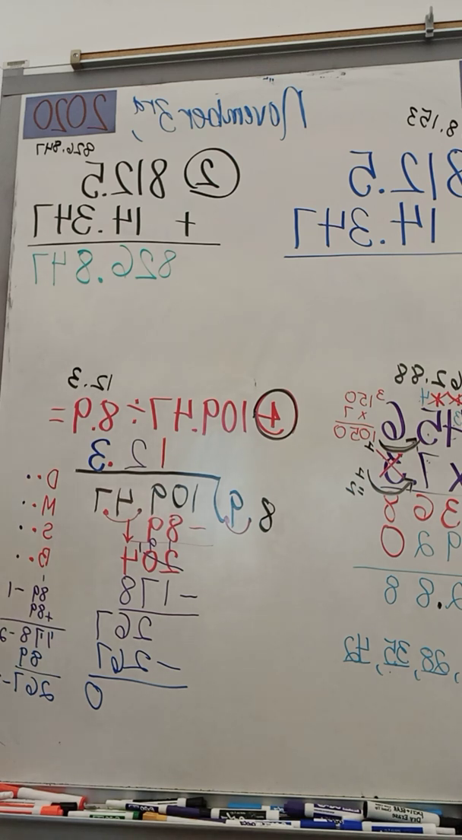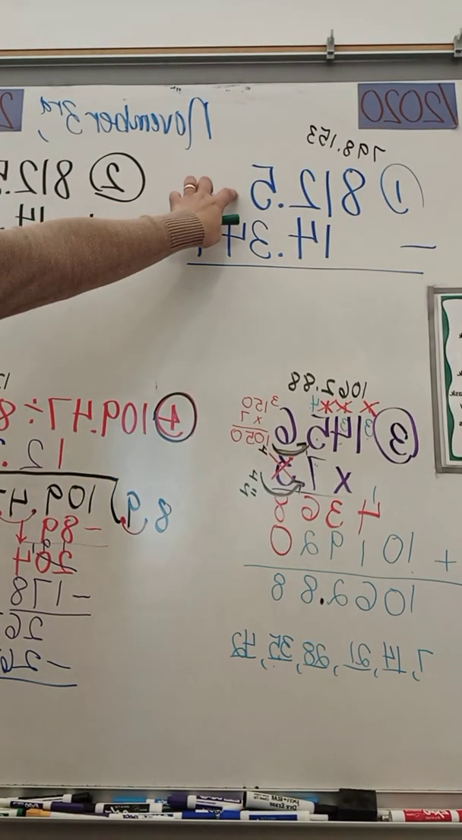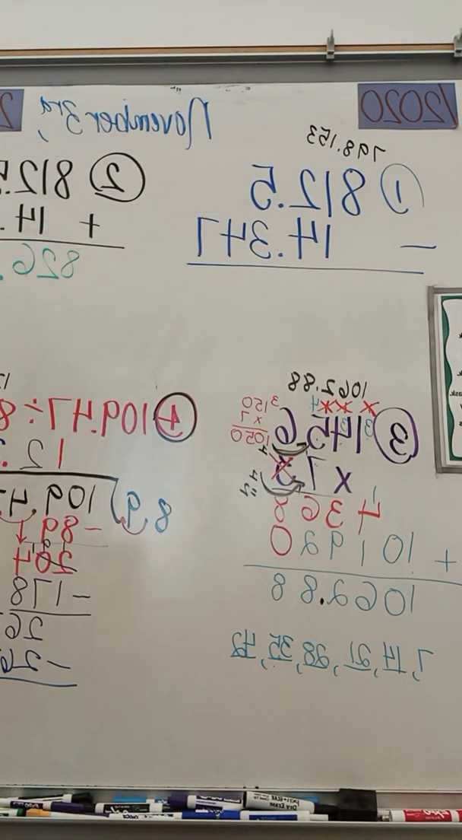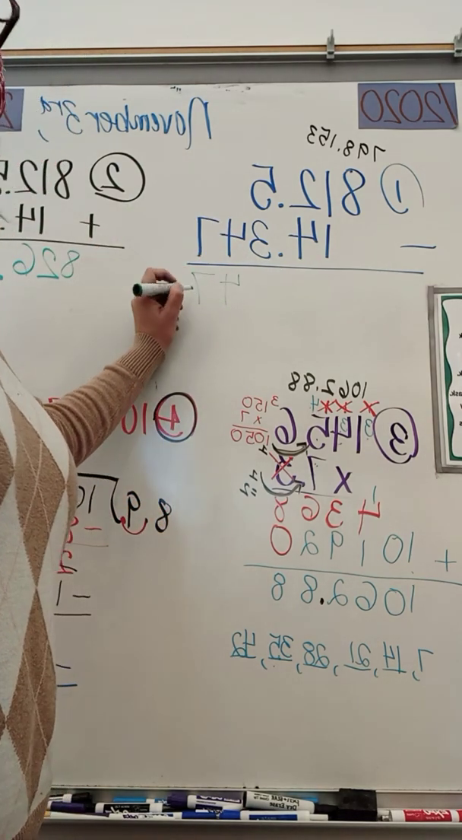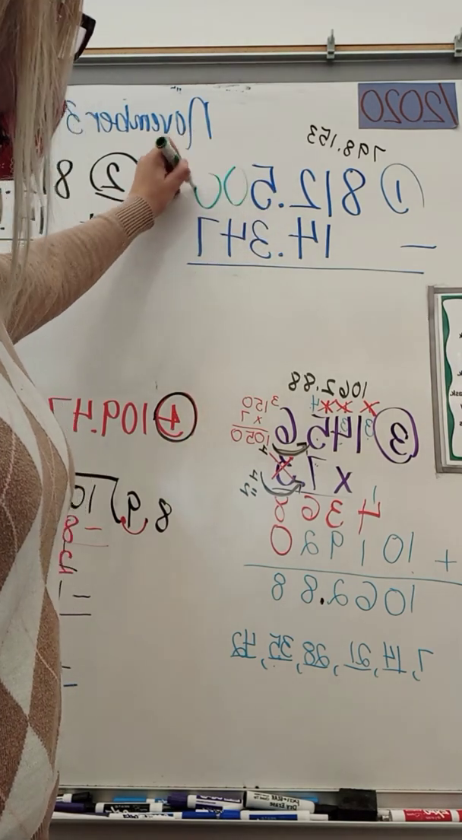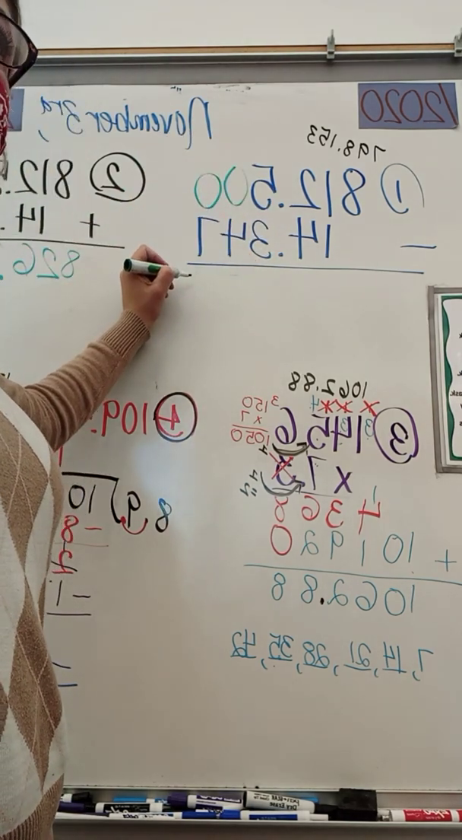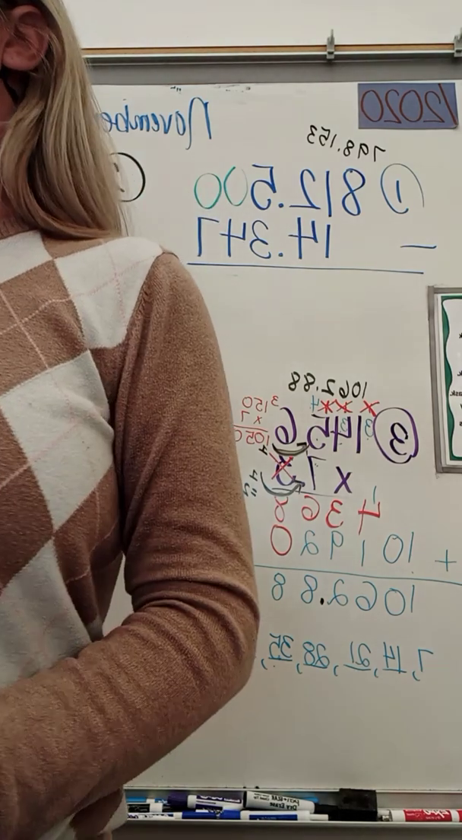For number 1, it's subtraction. Does it matter that I don't have anything right here? Should I just put my 4, 7 here? No, because this is really 500 minus 347, right? Okay, if you did not put your zeros in, do that now.